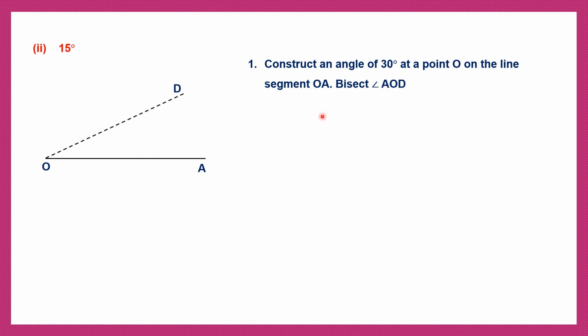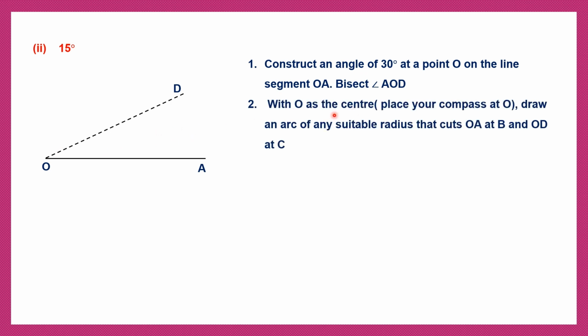Now we have to bisect angle AOD. Bisecting means dividing angle AOD into two equal halves so that each half will be 15 degrees. Right now this is 30 degrees divided into two halves. So let's begin. First step, with O as the center, that means we're placing the compass at O. We will draw an arc of any suitable length that will cut OA at B.